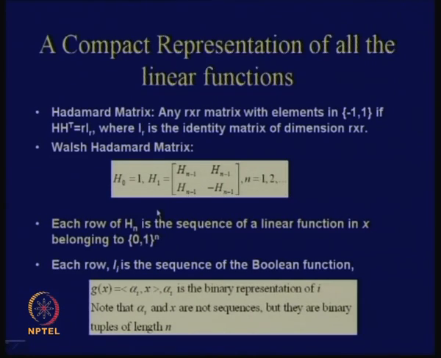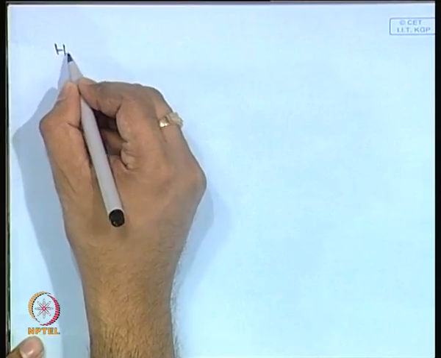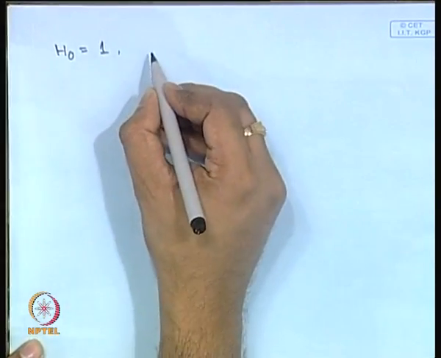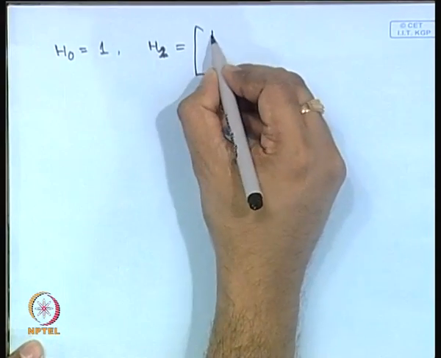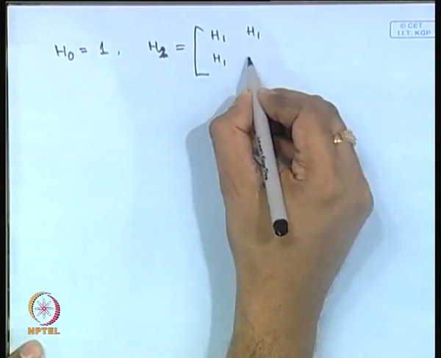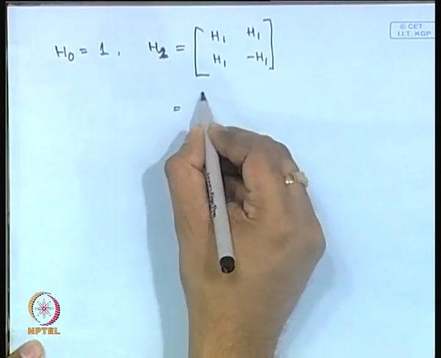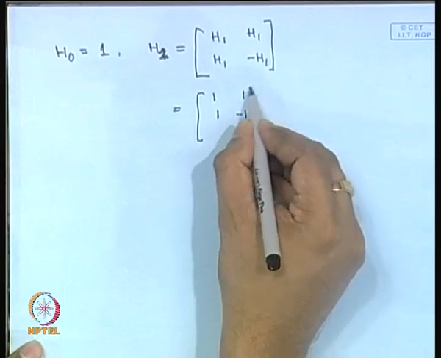Now we will address this: there is a very nice combinatorial tool called Hadamard matrices, through which you can enumerate or compactly represent all possible linear functions. If you see the definition of Hadamard matrices, it works like this. You take H0 equal to 1, and H1 is defined as the block matrix H0, H0, H0 and minus H0. So, what does it mean? It means 1, 1, 1 and minus 1.